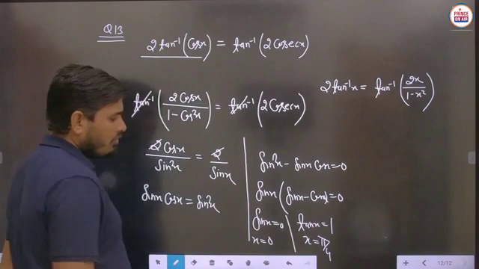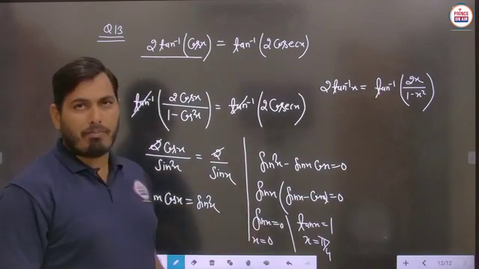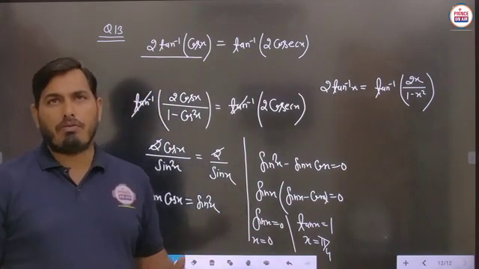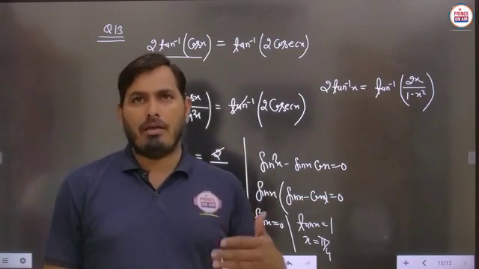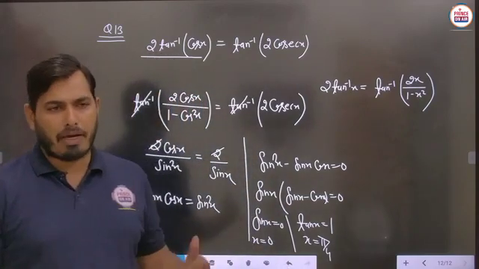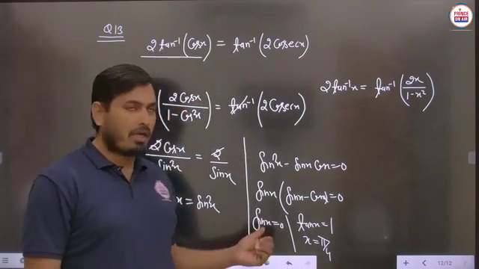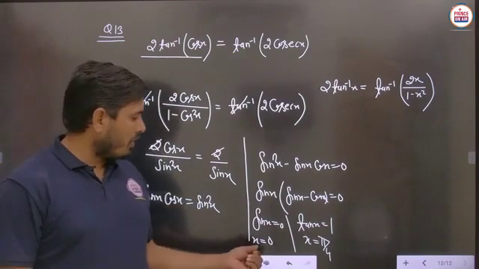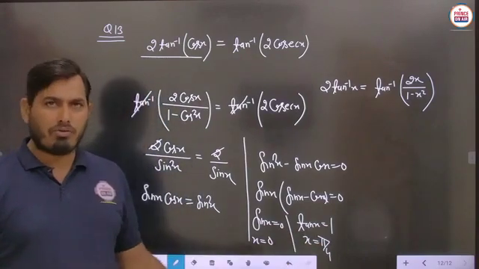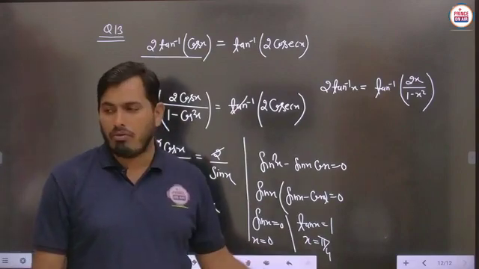Otherwise in general you can say that the answer is obtained as n pi, because for each and every value of n pi, the sin will give the answer 0: 0, pi, 2 pi, for each and every value the sin will give the answer 0. So you will obtain the first quadrant answer only, then you can write here x equal to 0 and x equal to pi by 4.